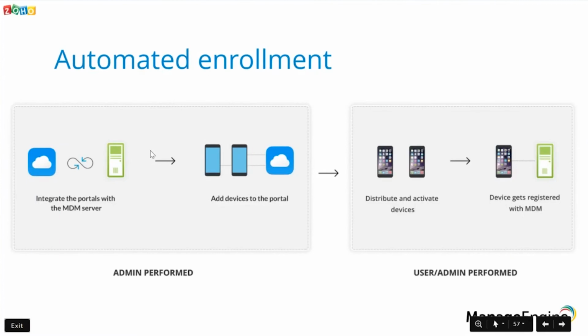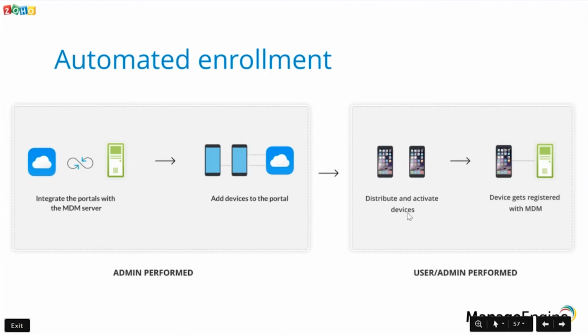So this is the workflow of automated enrollment. You will first have to integrate the portals along with the MDM server, and then you will have to add devices on the portal. So I mentioned that we will be talking about Apple Business Manager or Zero Touch. So in that case, you will have to integrate the ABM portal and the ZTE portal with the MDM server, after which you will add devices to the portals, and then you can go ahead and distribute and activate devices.